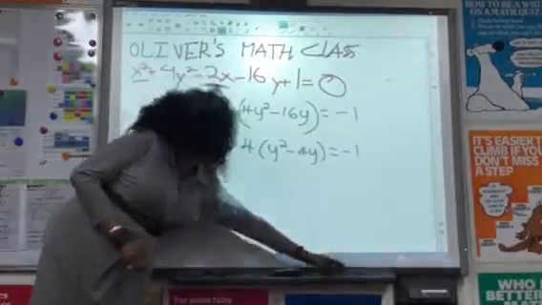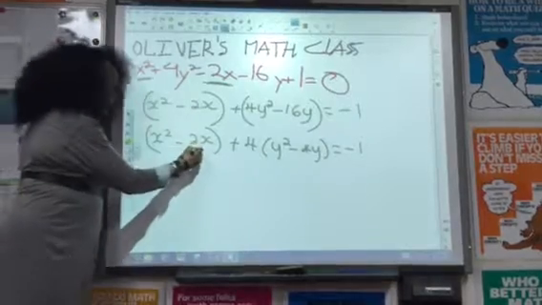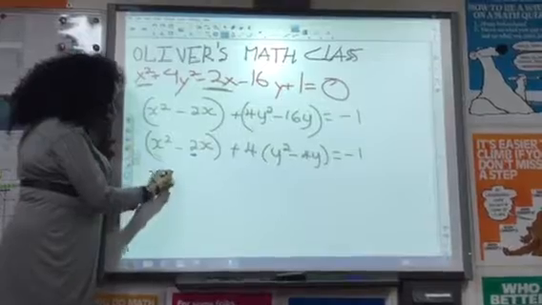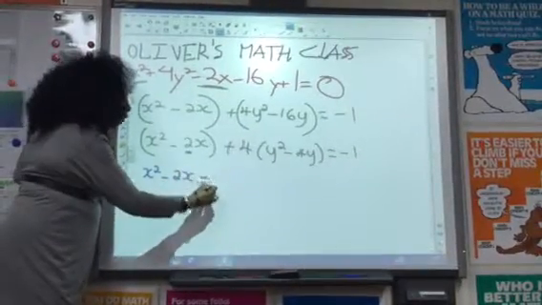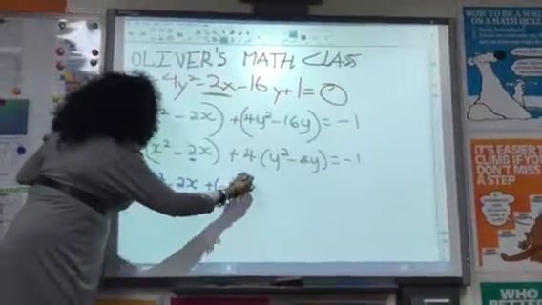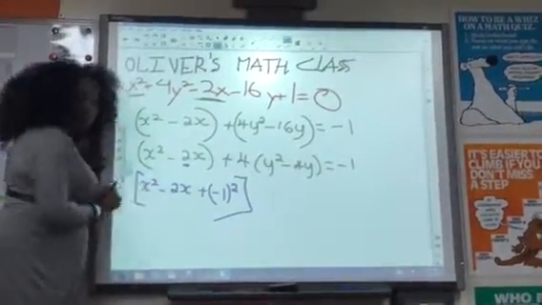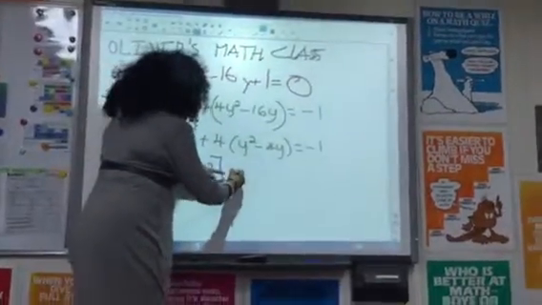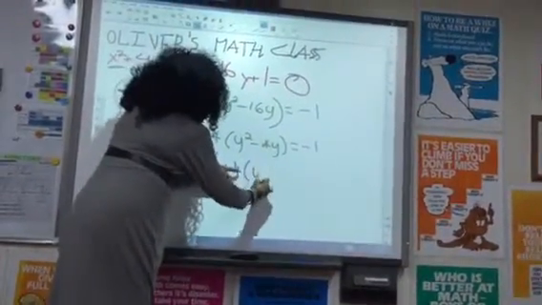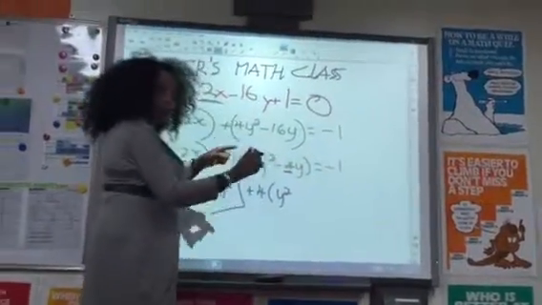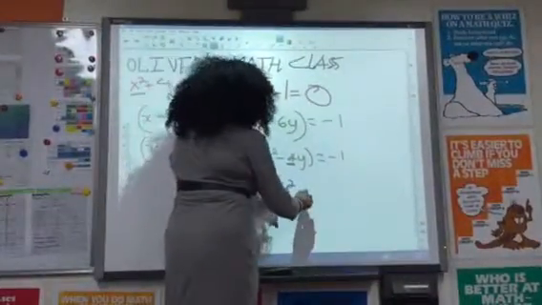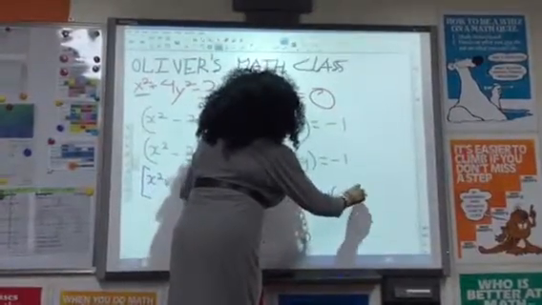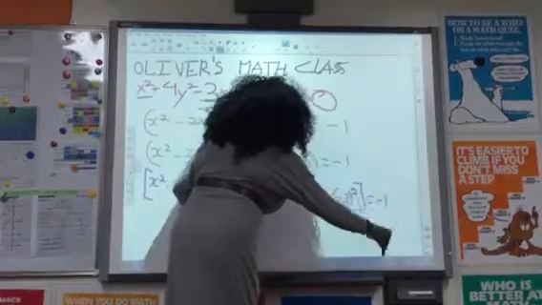You're going to divide this by 2 and square it. When I divide it by 2, I'm going to get negative 1. So I'm going to have x squared minus 2x plus negative 1 squared. So this is now a perfect square. So I divided this by 2, plus 4 times y squared. I have to divide this by 2 and square it, that's what I did. I only took a shortcut. So you're going to have negative 4y plus negative 2 squared is equal to negative 1.